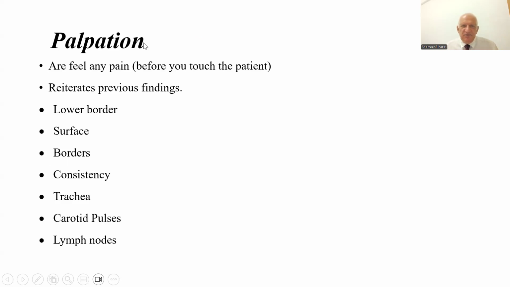After that, in palpation, before you touch the patient, you ask permission. Is there any pain? So the patient says no pain, or I have some pain. If the patient says I have some pain, just tell him I will try to be gentle. After that, you can start looking at the size, the shape, the surface again. It's important to see the lower border because if it does not reach the lower border, it is a retrosternal extension, confirmed by percussion over the manubrium. You're looking for the site again, confirm the surface, the border, consistency. After that, you examine the trachea, looking to see whether the trachea is central or not.